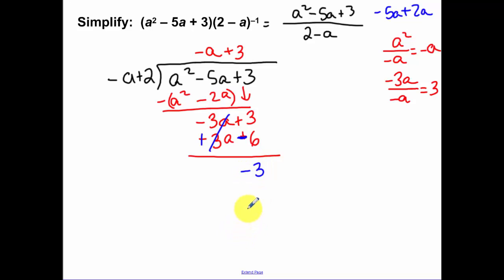Now I know that I'm done because the exponent on my variable here, which is technically 0, is 1 less than my exponent up here. So I know I'm done. Now your answer is going to be this: negative a plus 3 plus your remainder over negative a plus 2.